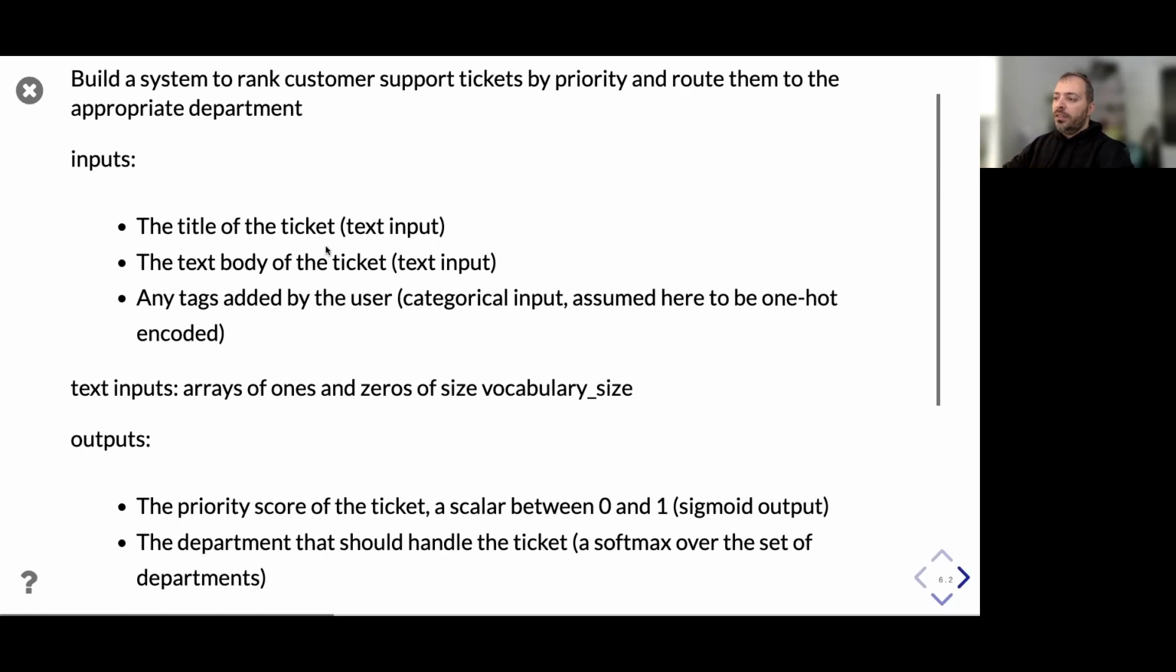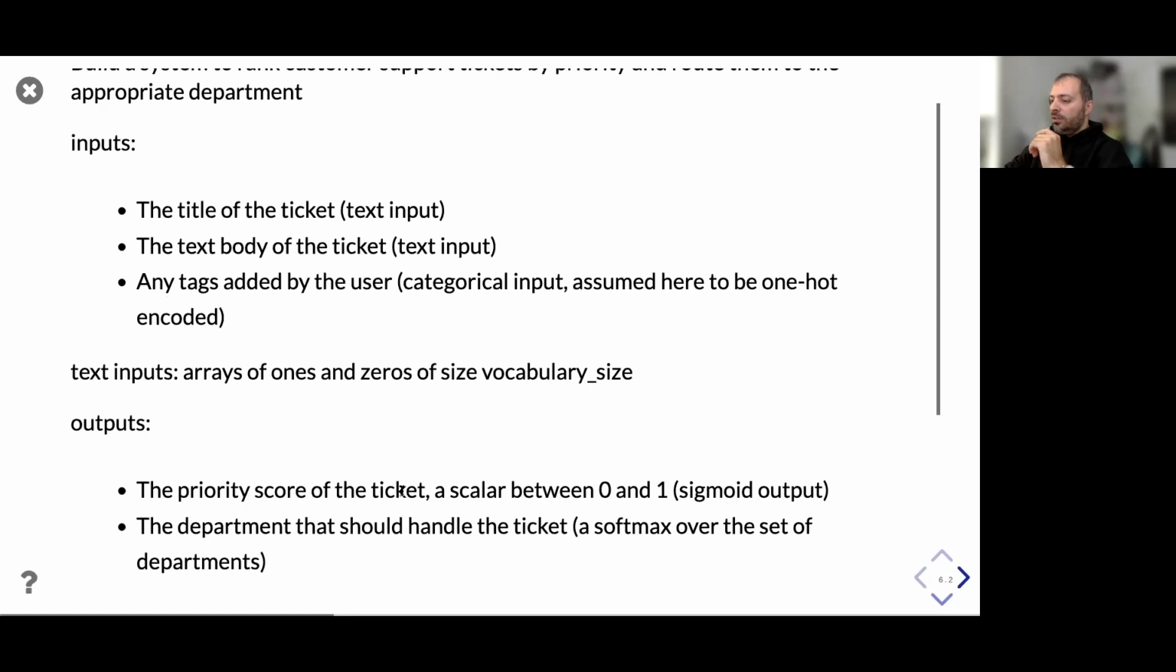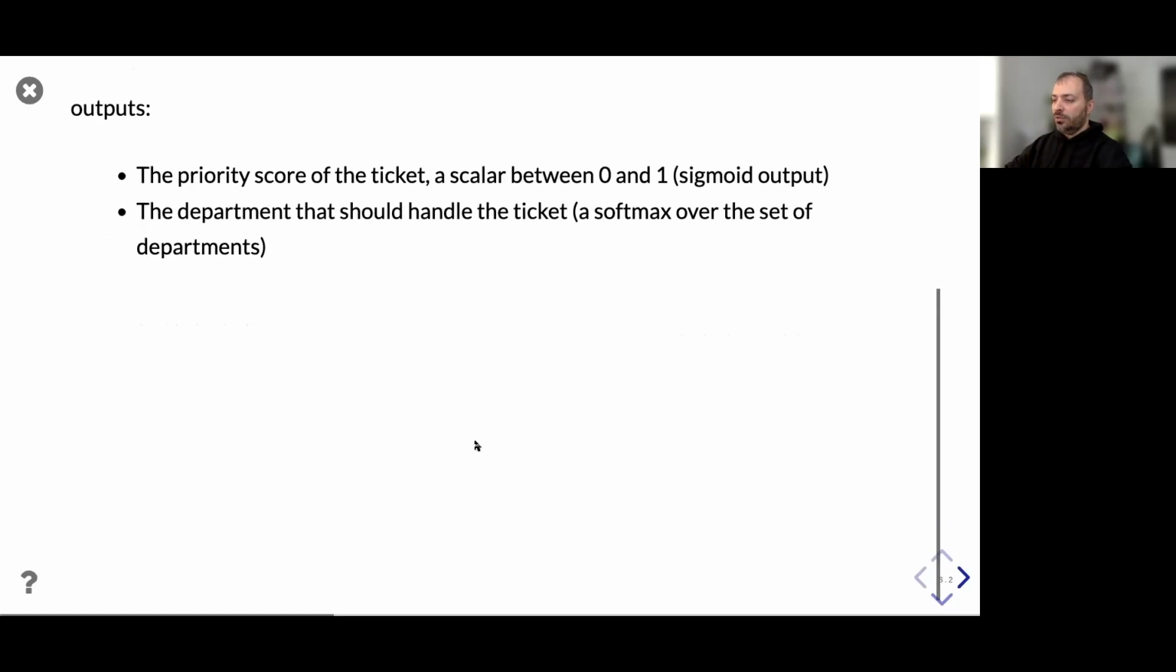Now, regarding the technical information, I write here text input. In reality, we will use a multi-hot vector, so a fixed vocabulary size, let's say 10,000 words. If the word appears in the title, for example, it will be 1, otherwise 0. And the same holds for the text body. What else? So the output for the priority score will be a number between 0 and 1, which means that we are going to use sigmoid output.